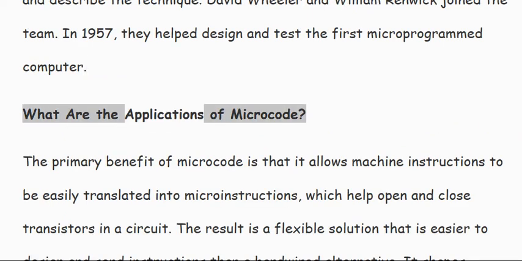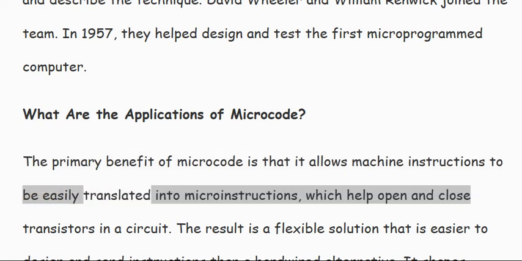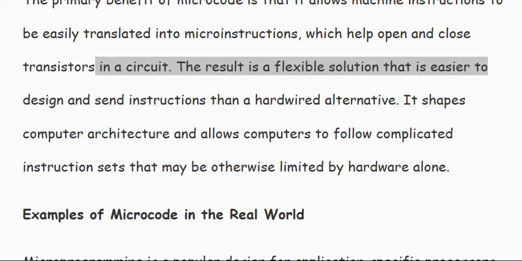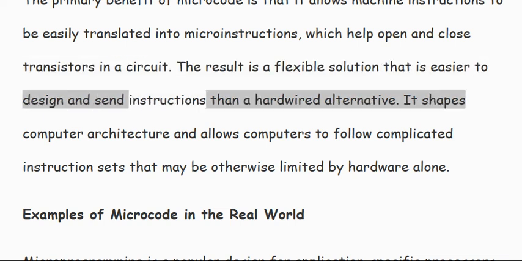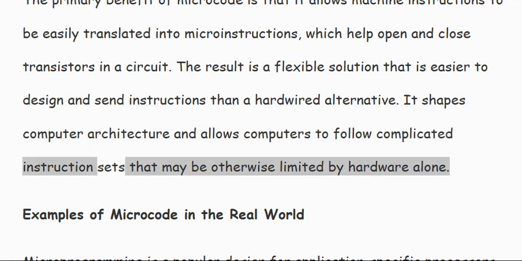What are the applications of microcode? The primary benefit of microcode is that it allows machine instructions to be easily translated into microinstructions, which help open and close transistors in a circuit. The result is a flexible solution that is easier to design and send instructions than a hardwired alternative. It shapes computer architecture and allows computers to follow complicated instruction sets that may be otherwise limited by hardware alone.